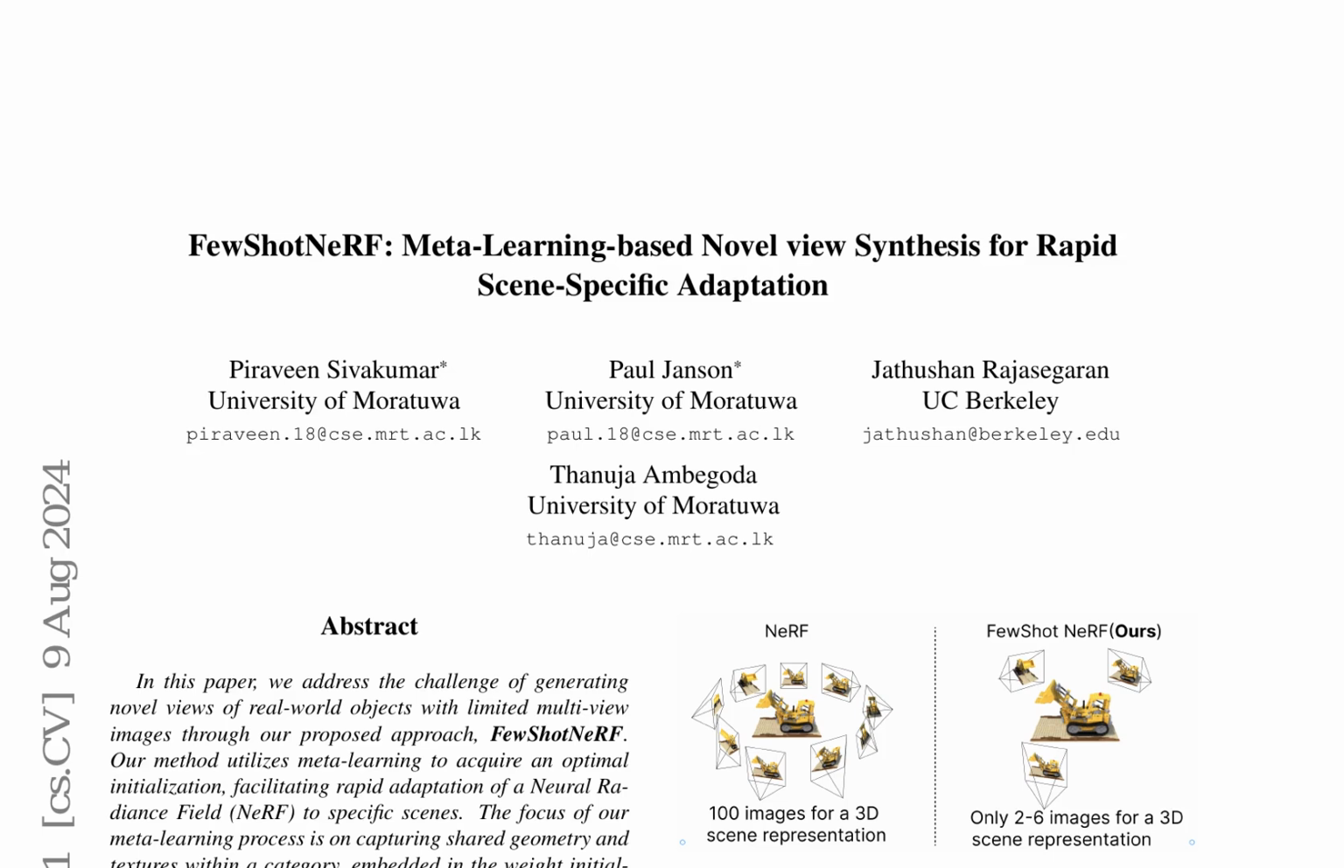The proposed approach, FewShotNeRF, addresses the challenge of generating novel views of real-world objects with limited multi-view images through meta-learning-based novel view synthesis. This method utilizes meta-learning to acquire an optimal initialization, facilitating rapid adaptation of a neural radiance field, NeRF, to specific scenes. The focus of the meta-learning process is on capturing shared geometry and textures within a category, embedded in the weight initialization.